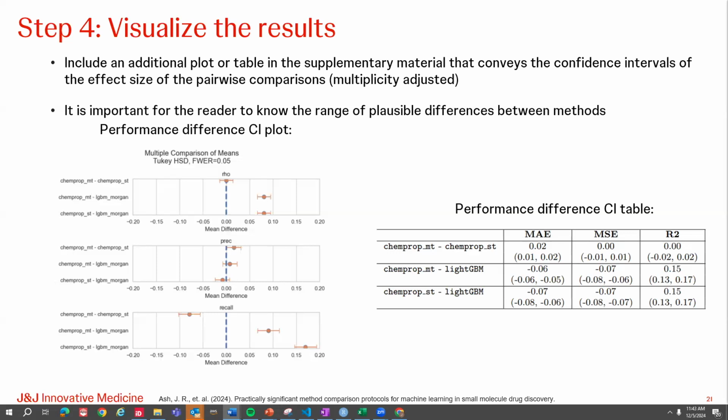The problem with these plots, though, is that there are often a number of pairwise comparisons. So these plots can get difficult to visualize, especially if you have multiple metrics. So we recommend putting these in the supplementary, either as a plot or in tabular form. This doesn't need to be a main figure, but it's helpful for the reader to be able to look this information up.